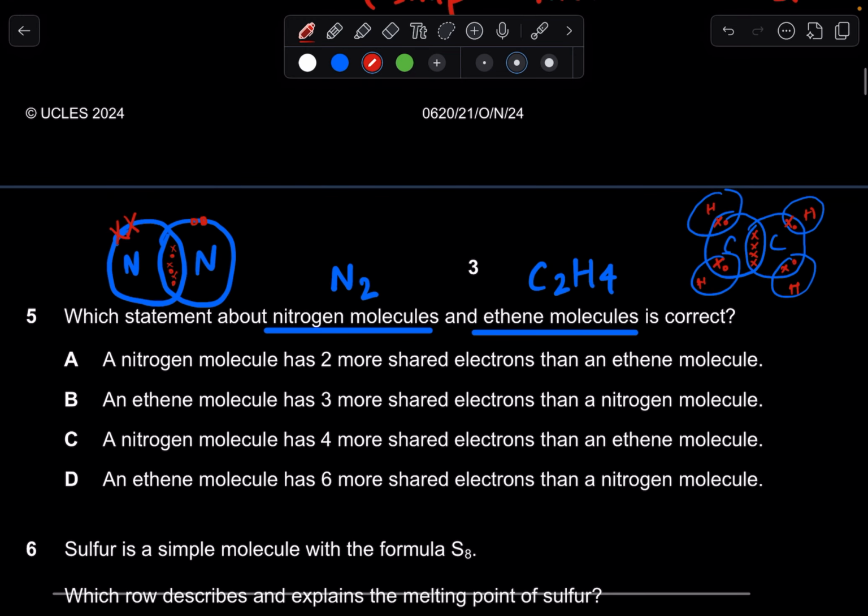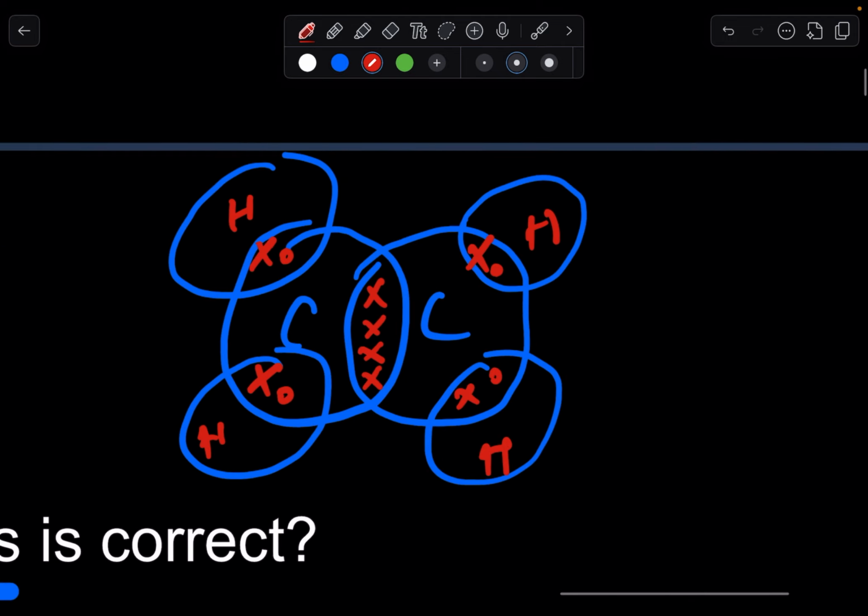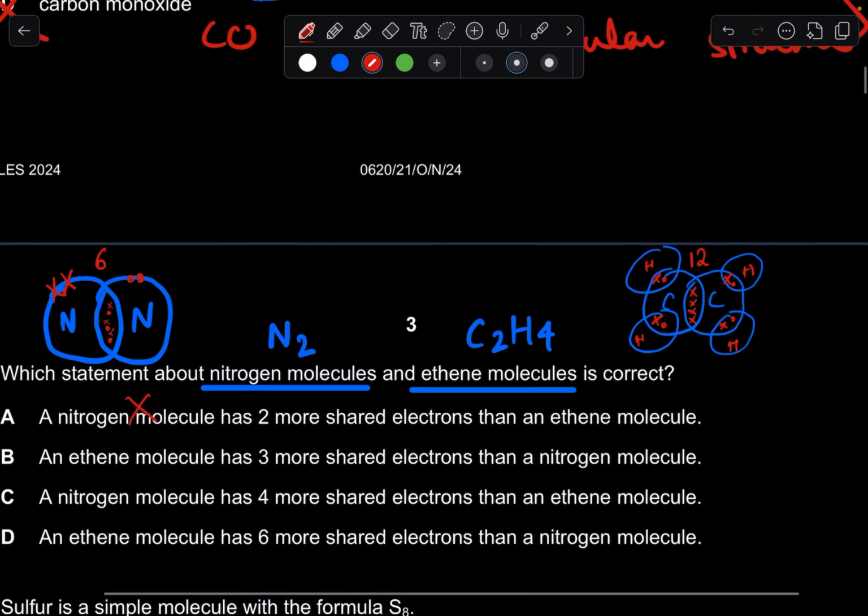Okay, so a nitrogen molecule has 2 more shared electrons than an ethene molecule. No, that's incorrect. In nitrogen, how many shared electrons do we have? We have 6: 1, 2, 3, 4, 5, 6. In ethene we have 1, 2, 3, 4, 5, 6, 7, 8, 9, 10, 11, 12. In ethene we have 12. So there are 6 more in ethene.